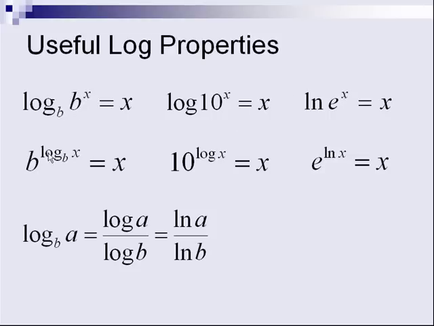Another one, b to the log base b of x is x. And in particular, 10 to the log base 10 of x is x. Again, with a base 10, you don't have to write it there with the log. And e to the natural log of x is just x, because natural logs are logs with a base e. So those are two special properties with a special base of 10, special base of e, of these two general properties right here. The last one is the change of base formula.